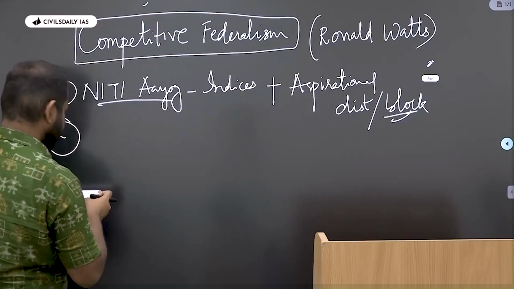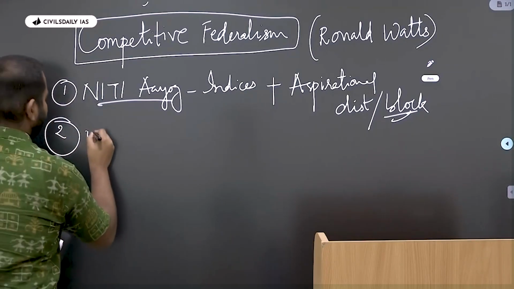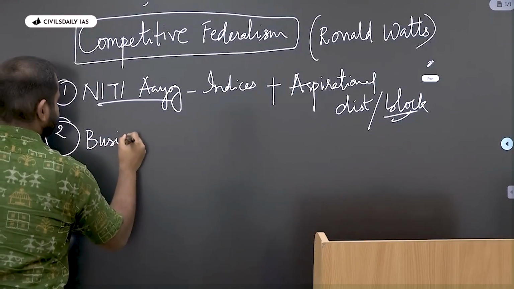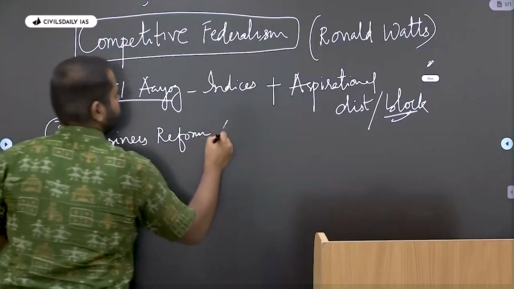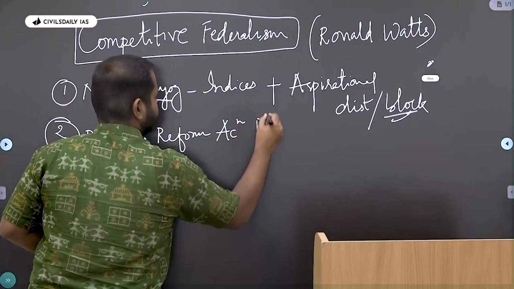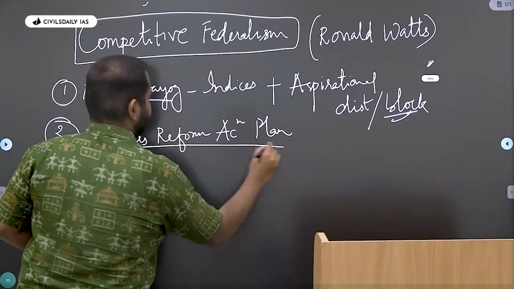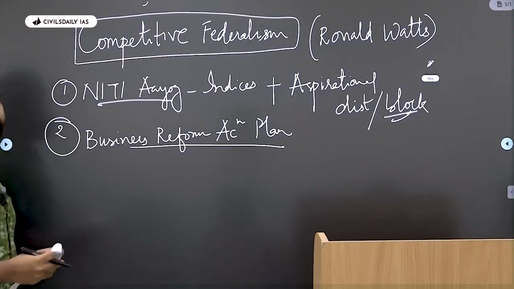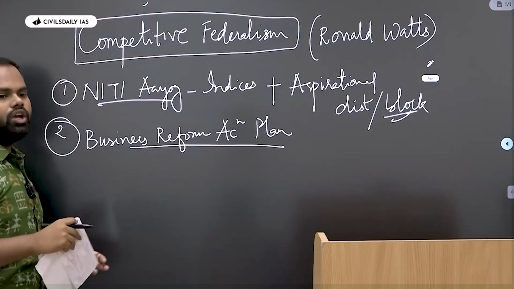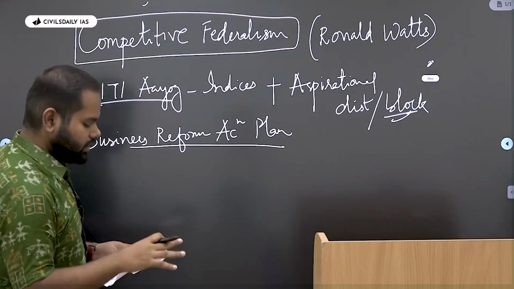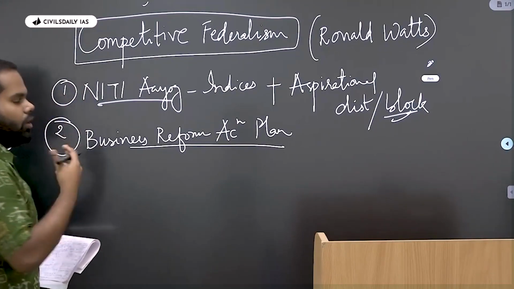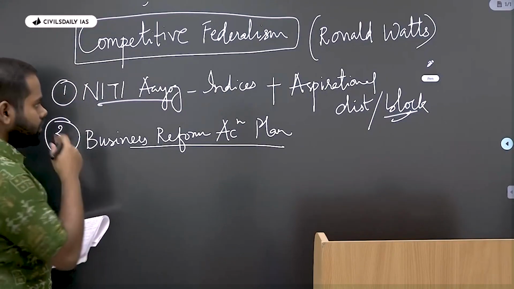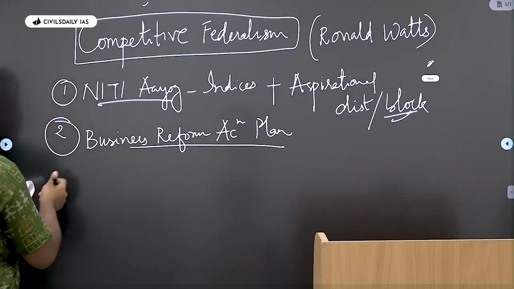The second one is the Business Reform Action Plan, where from an industry point of view, we have three nodes: the top rankers, the medium rankers and the bottom rankers. So those are also ones that foster competitive federalism as well.